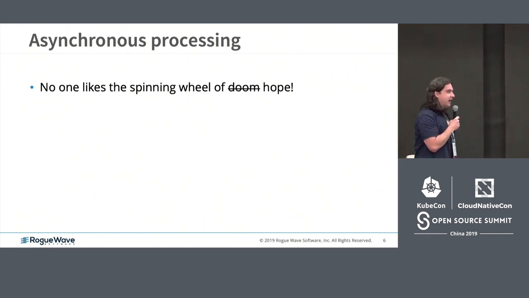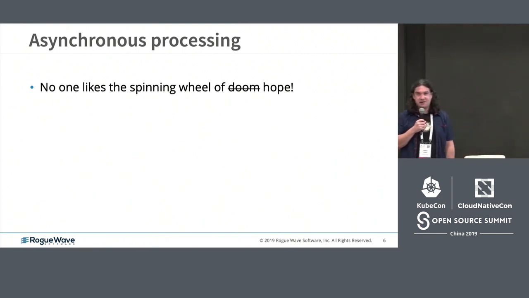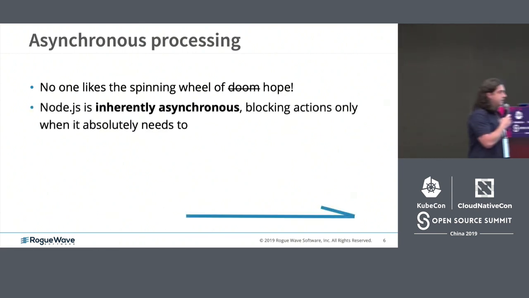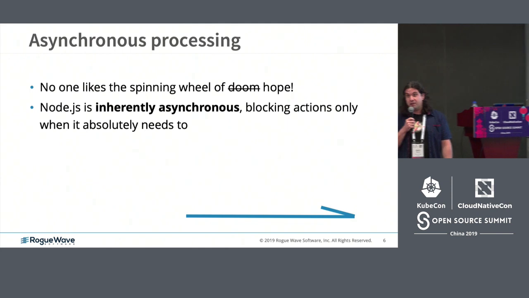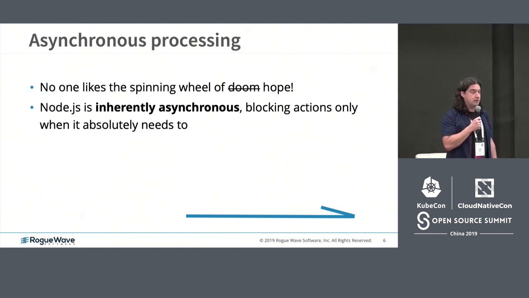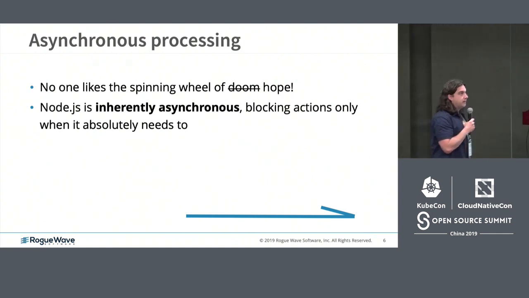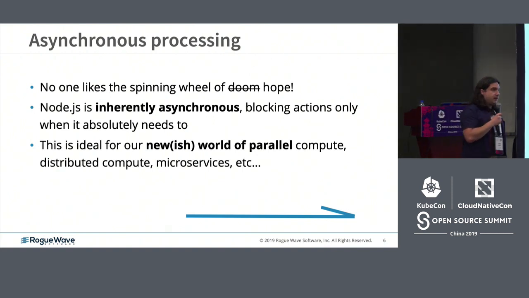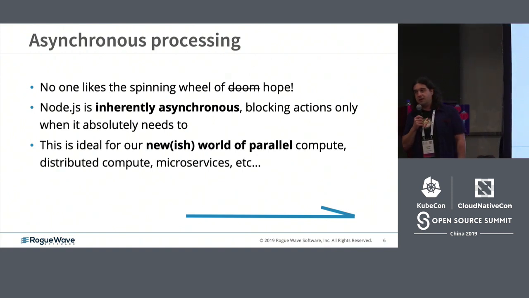So we're going to talk about how we can use asynchronous processing to return requests back to our users faster. And Node is inherently asynchronous. For anybody who hasn't worked in a language that is inherently asynchronous, it's difficult. It's going to be a bit of a shift in the way that you think about the way that you're writing your code. But this really is ideal for the way that things are done now, right?